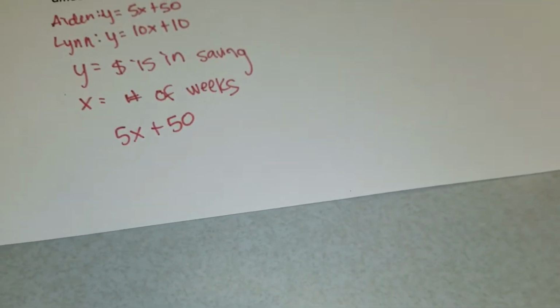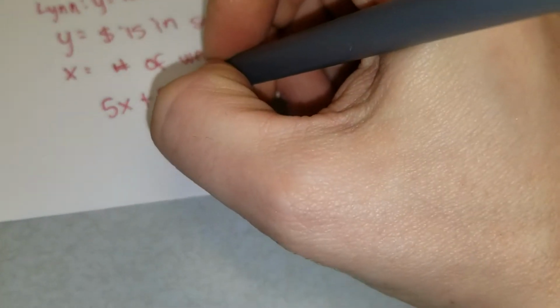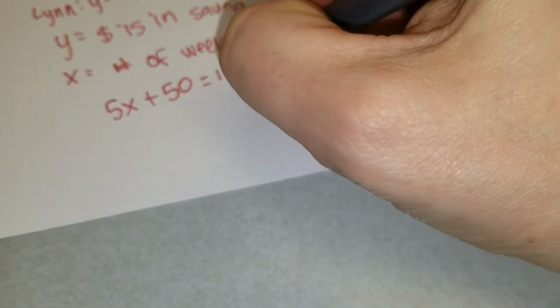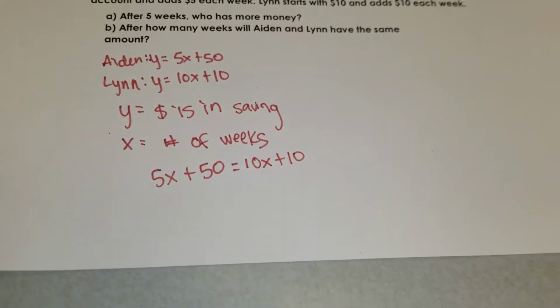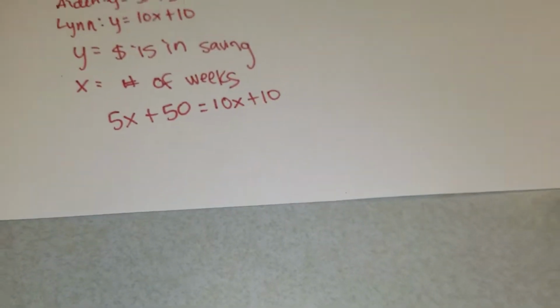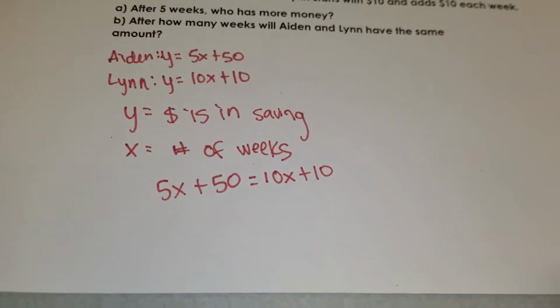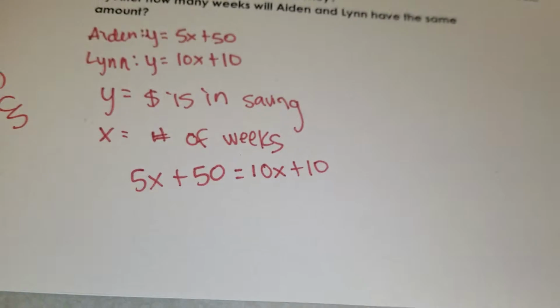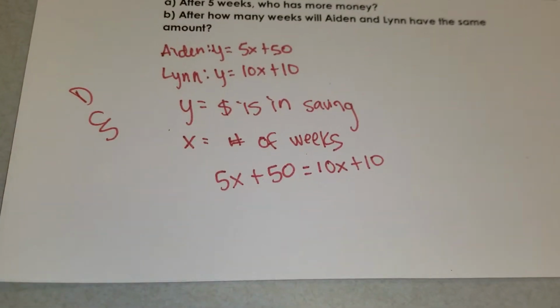So we have 5x plus 50 equals 10x plus 10. So you could grab the graphing calculator and get the point now. Okay, make sure you're writing this down so you at least know what you're trying to figure out on the calculator. When are they the same? So now we're on just distribute, combine, solve. So there's nothing to distribute.